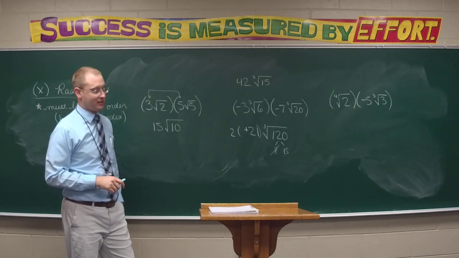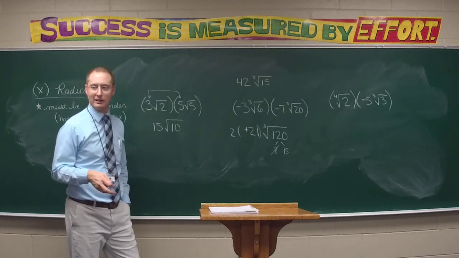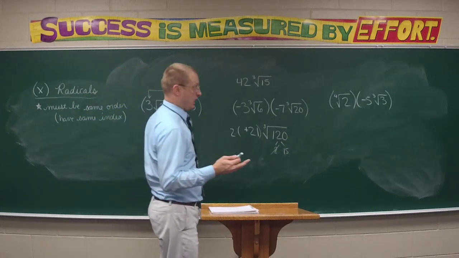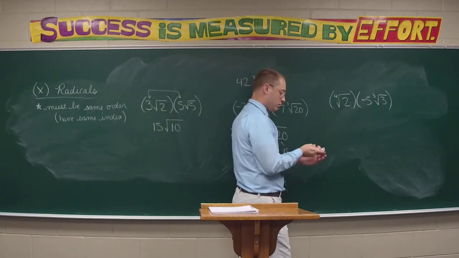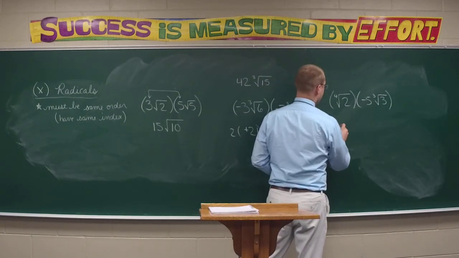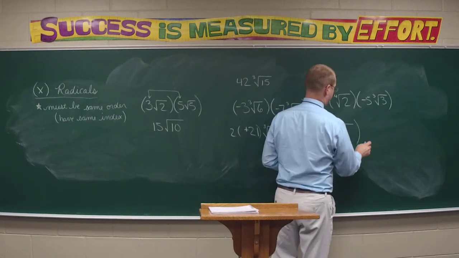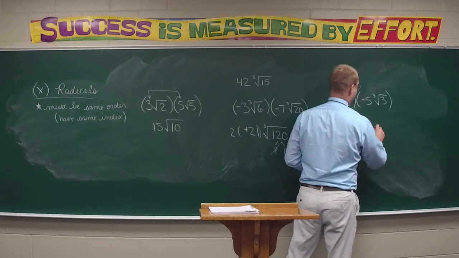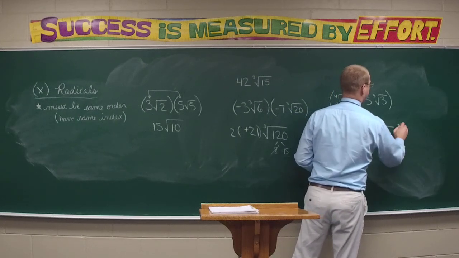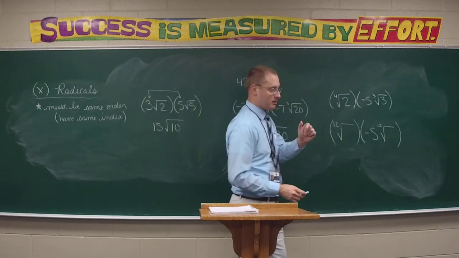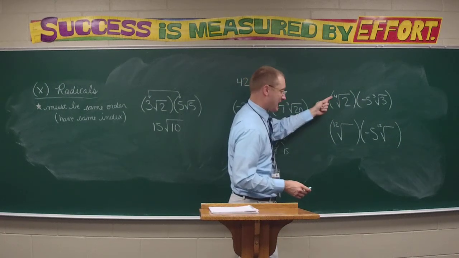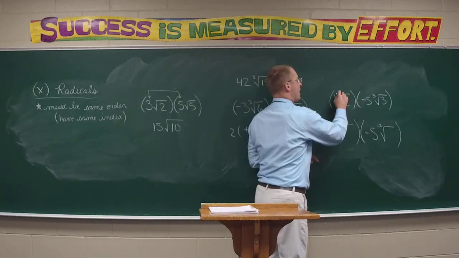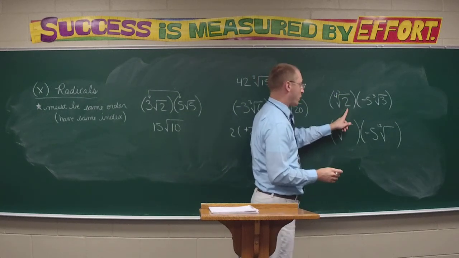Well, here it is. What's the problem, class? Different indexes. Different index, different orders, right? I've got to get the same order. 4 and 3 can both turn into 12. We did this a moment ago. So instead of multiplying the 4th root of 2, it's going to be the 12th root of something. And negative 5 times the 12th root of something. Class, how do I go from a 4th root to a 12th root? What do I multiply the index by? 3. Then I also multiply the exponent by 3.